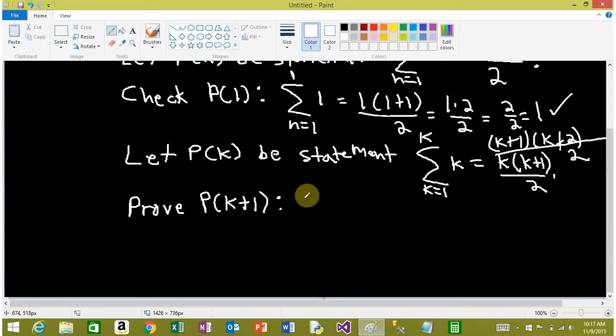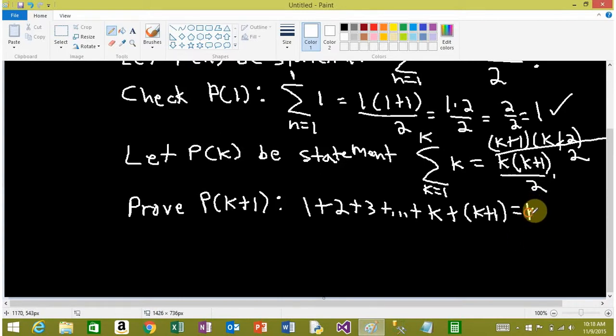So when we add this up, we get 1 plus 2 plus 3 plus all the way to k, and then we're going to add k plus 1 on the left side, and then that's going to equal, on the right side, k times k plus 1 over 2 plus k plus 1, just adding k plus 1 to both sides. And then we just got to do some algebra.